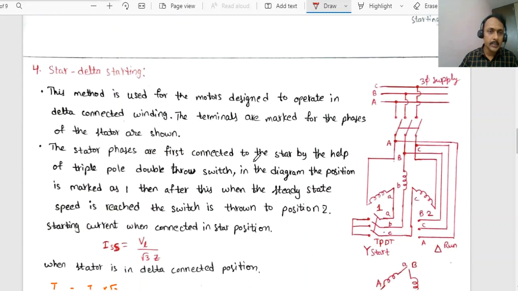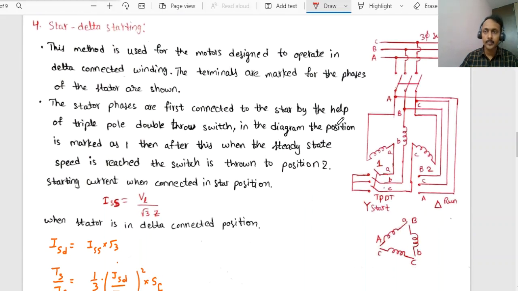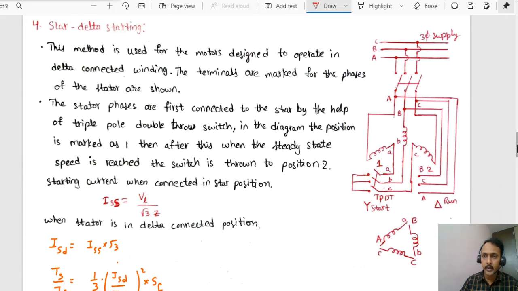Now the other method is the star delta starting method. Here we will have a three-phase supply. We are having a switch here, TPDT. TPDT indicates triple pole double throw switch. Once it is at position 1, these connections will be made in the star manner. If it is at position 2, the same windings will become connected in a delta manner.